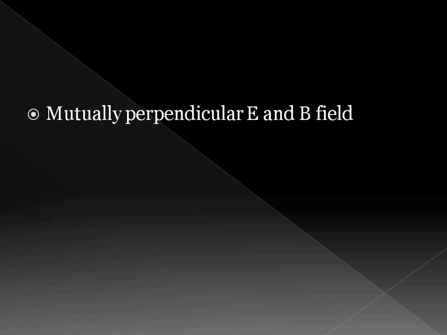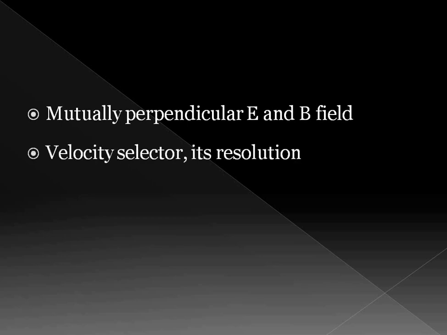Next comes the mutually perpendicular electric field and magnetic field. In this section we consider perpendicular electric and magnetic fields and how a particle moves in them. Then the velocity selector. A velocity selector is a region in which there is a uniform electric field and a uniform magnetic field. The fields are perpendicular to one another and to the initial velocity of the charged particles passing through the region.